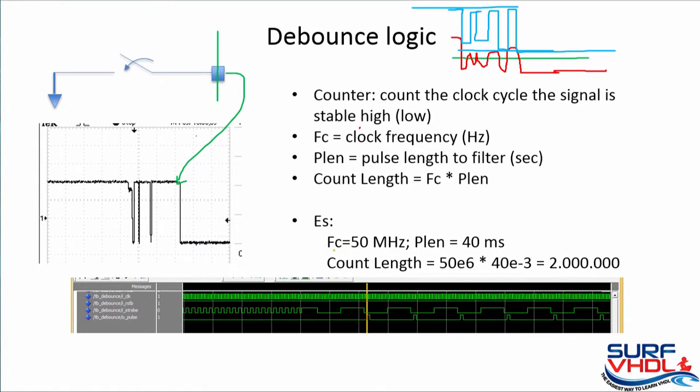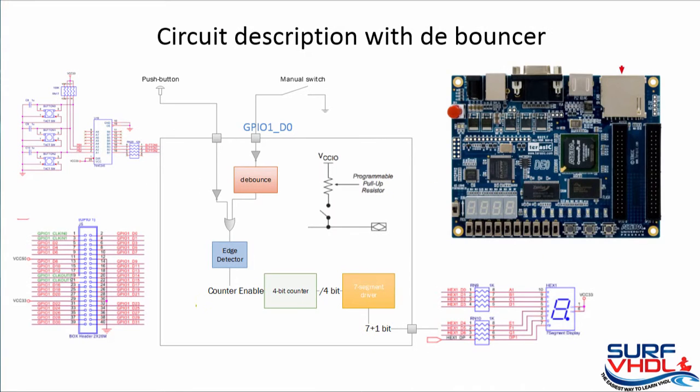For instance, if Fc is 50 MHz and we need to filter something less than 40 milliseconds, we need to count 2 million clock cycles. In our circuits, we need to debounce the input manual switch at the input of the edge detector. Of course, we want to debounce the high level, so we need to put an inverter in front of the debouncer. The same logic applies if we want to debounce a low level.